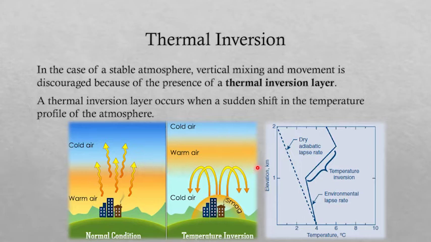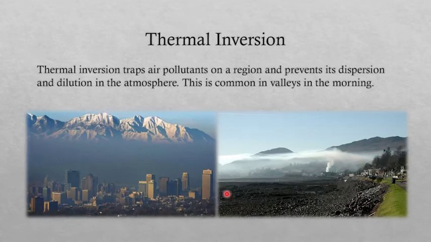This would present problems if the thermal inversion layer is really low. That means that all of our pollutants would simply bounce back to us, and that would be very problematic. These are examples of thermal inversion layers.